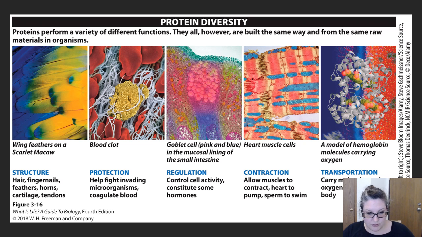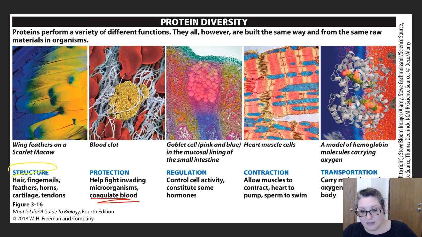They can be structural. So things like hair and fingernails and feathers, horns, cartilage, tendons, these are all made of protein. Our hair is made of protein. Our fingernails are made of protein. For protection, so they actually aid in fighting off microorganisms and keep you from bleeding out if you ever cut yourself with your razor.